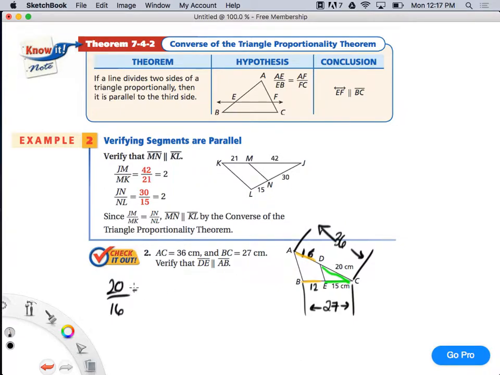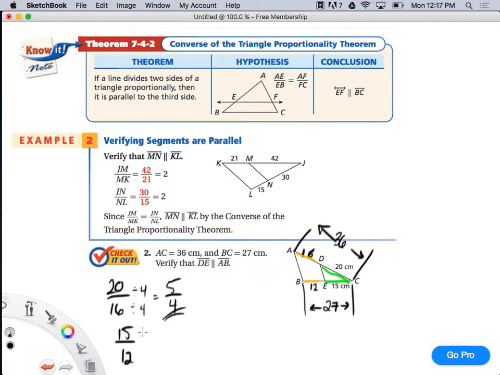So what's the simplifying factor? 4. Good. So 20 divided by 4 is 5. 16 over 4 is 4. So that's what that ratio is. Then I check my next ratio, which is 15 over 12. Does that answer your question, Marcus? No, I did it wrong, I think.